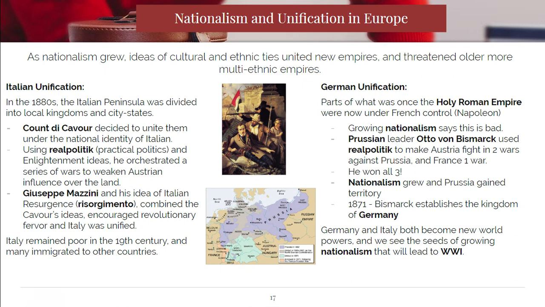And he gets a guy to fight for him, right? It says Giuseppe Mazzini, and he is going to be the sort of military figurehead, political leader of this movement, and he is going to help unify Italy.